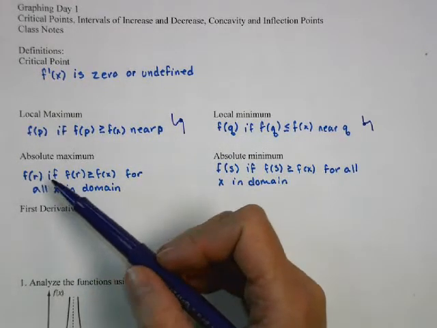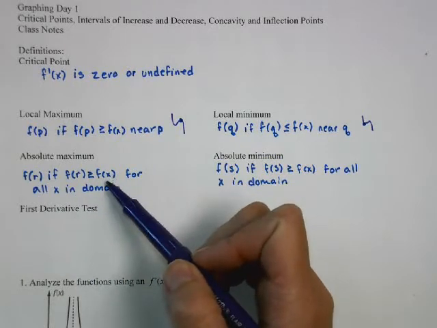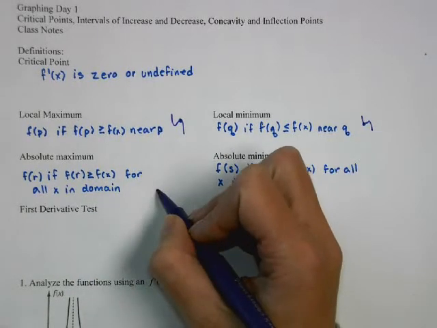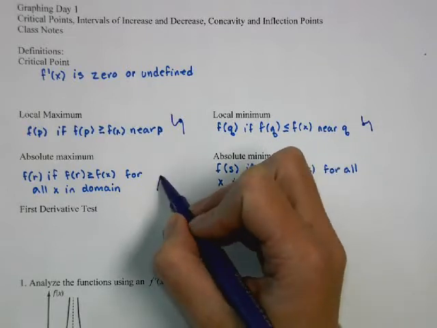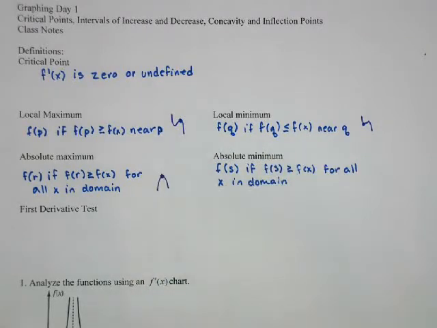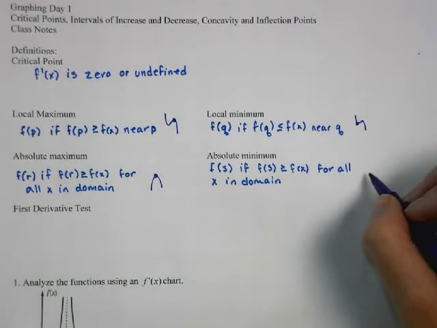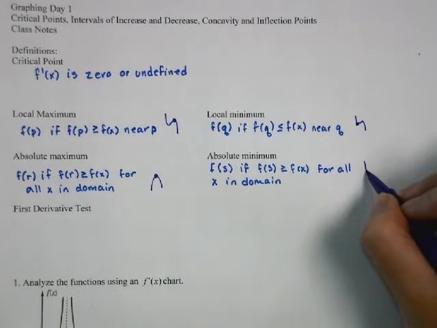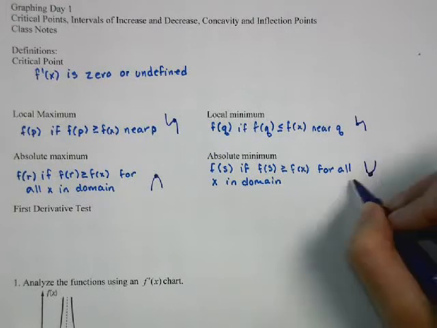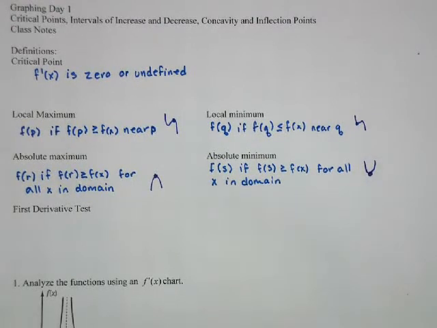So f of r, if f of r is bigger than f of x for all x in the domain. But again, it's exactly what it sounds like. If it's the biggest value on the entire graph. Same with a minimum. If there's no values lower than it, then it's an absolute minimum.